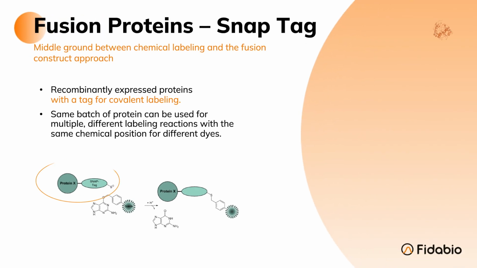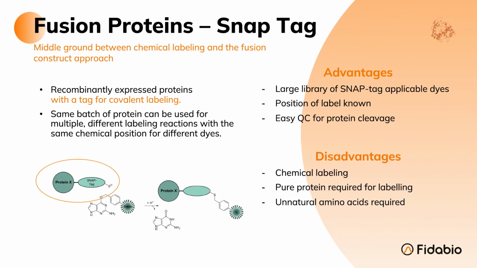A middle ground between chemical labeling and the fusion construct approach is using the SNAP tags. Like with the fluorescent proteins, you can express your protein of interest with a tag called a SNAP tag. It is a 19 kilodalton tag and is thus smaller than the fluorescent protein tags. When SNAP tags are applied, a large library of chemical fluorescent dyes are available, and the exact position of the label is known after using a chemical reaction to conjugate the dye.